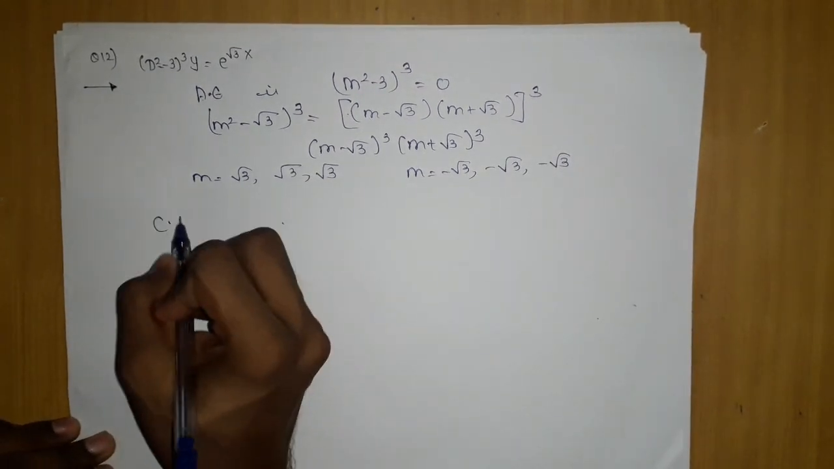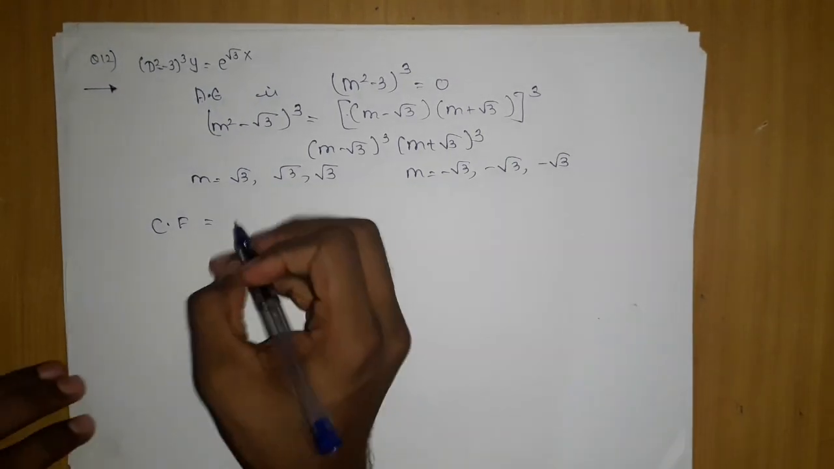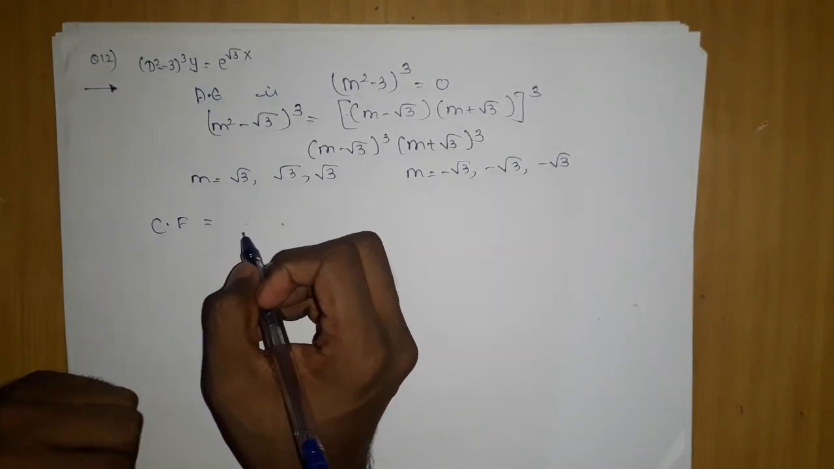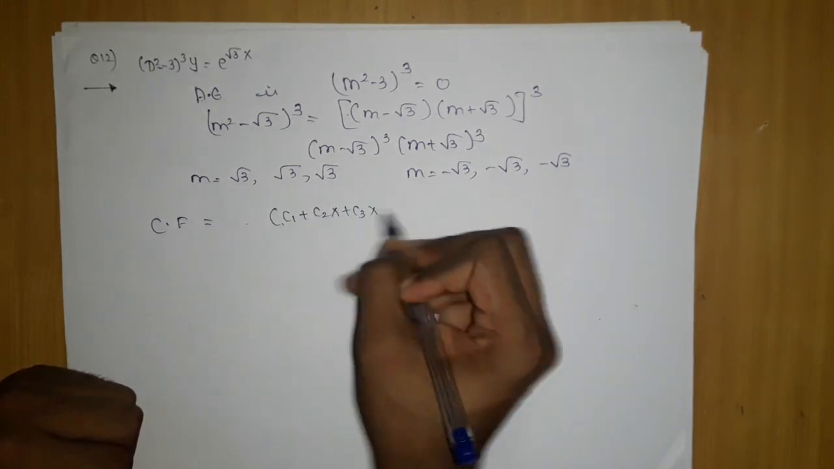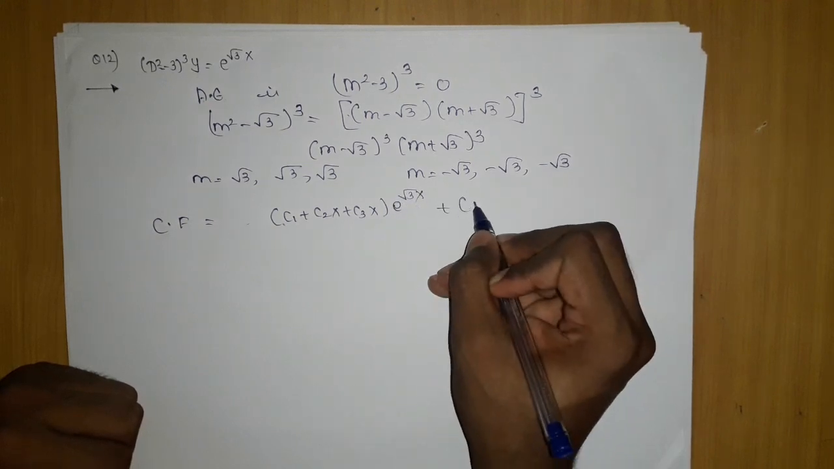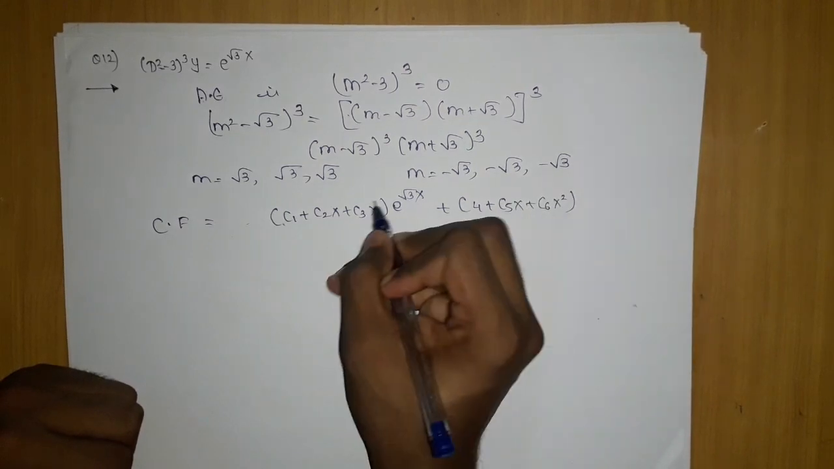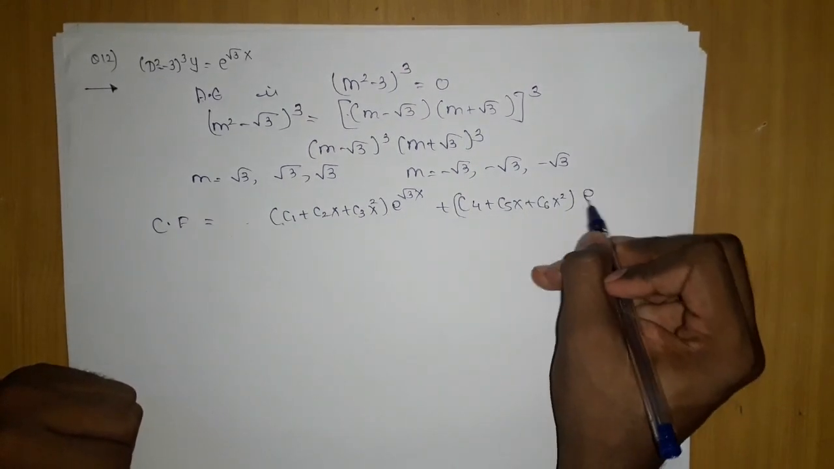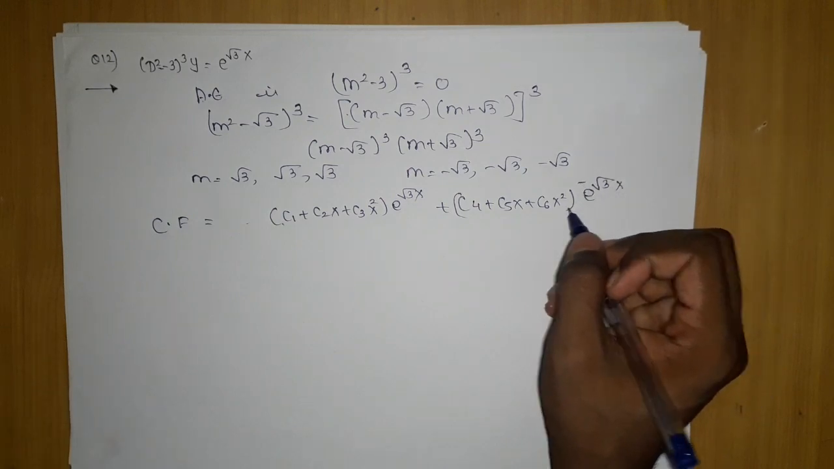So the roots of the equation are real and equal. So we are going to have the complementary function, which will be c1 plus c2x plus c3x square, because here root 3 is repeated thrice, into e to the power root 3x, plus c4 plus c5x plus c6x square, here it will be x square, into e to the power minus root 3x. So this is our required complementary function.